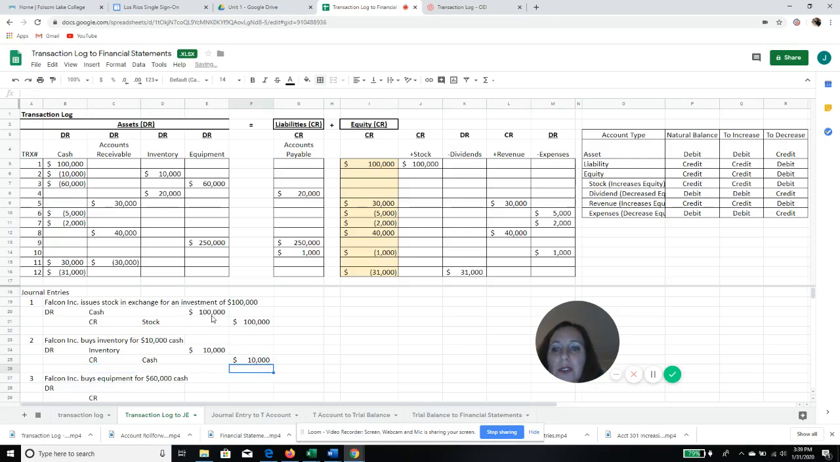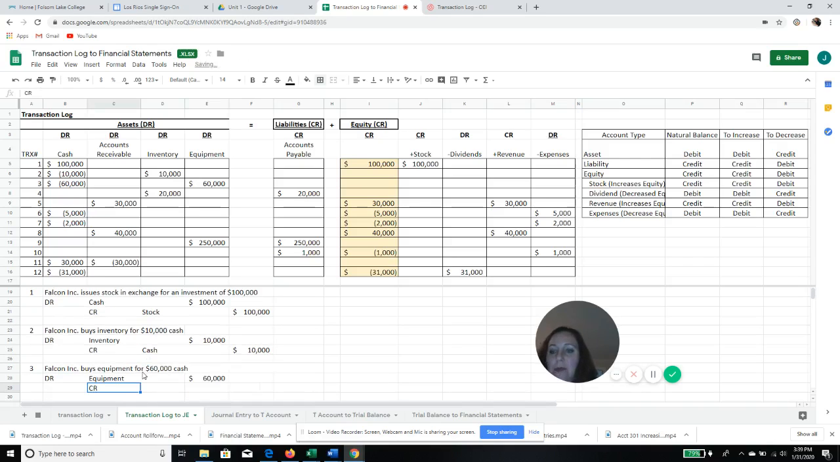Remember, when we do our journal entries, our debits must equal our credits. So that's one thing we can be checking along the way. Next, we bought equipment for $60,000 cash. Equipment is an asset, so we increase equipment with a debit. So I'm going to put equipment in my debit for $60,000. When we purchased the equipment, we decreased cash. Cash is an asset, and we decrease assets with a credit. So I'm going to credit cash, $60,000.